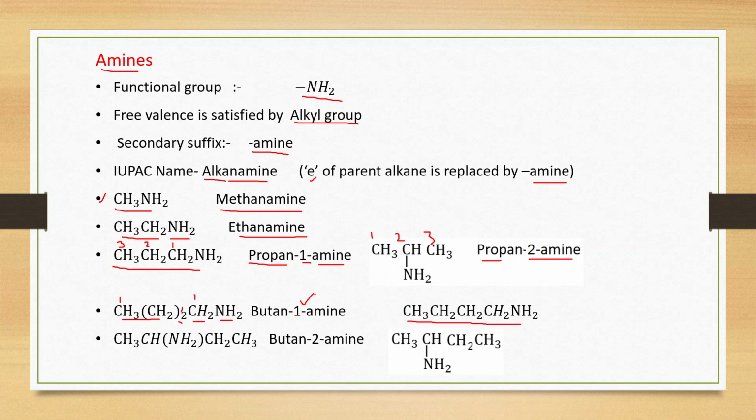But this NH2 may be present at the second carbon atom like this. CH3, CH, CH2, CH3, and on this carbon atom NH2 group is present. So we will give numbering from this side, lowest number to that carbon atom to which NH2 is attached. So this is butane-2-amine. Again remember, this e is not written here.